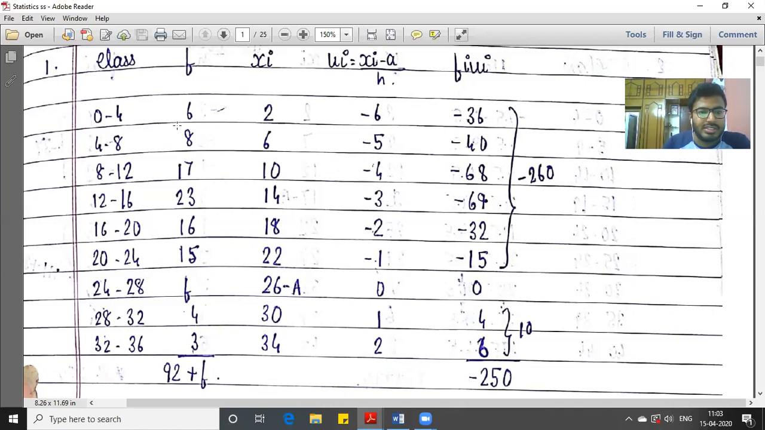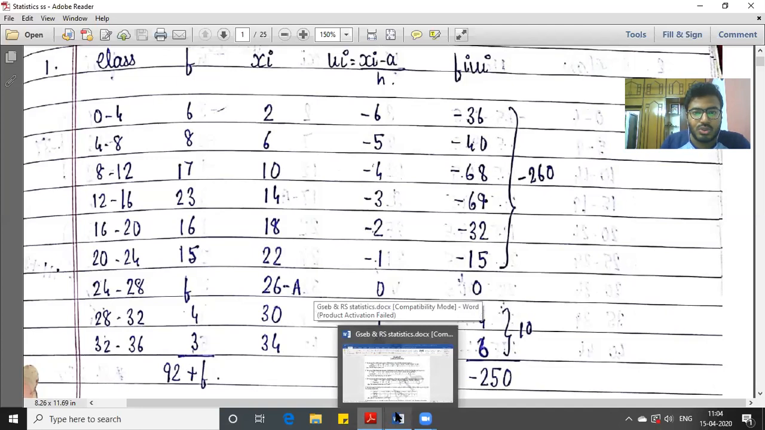Now adding this, that is 6, 8, 17, 23, 16, 15, f, 4 and 3, you're getting 92 plus f. Here fi into ui, you're getting all these values, -36 and so on. And here also, first sum up all the minus values completely, you're getting -260, and sum up the plus values completely, you're getting 10. Now you have to add both of these. So -260 plus 10, how much will it be? -250. Now basically this much you can do.